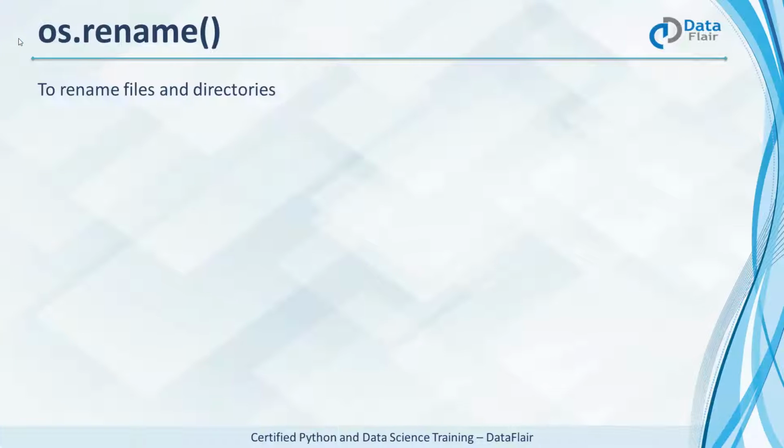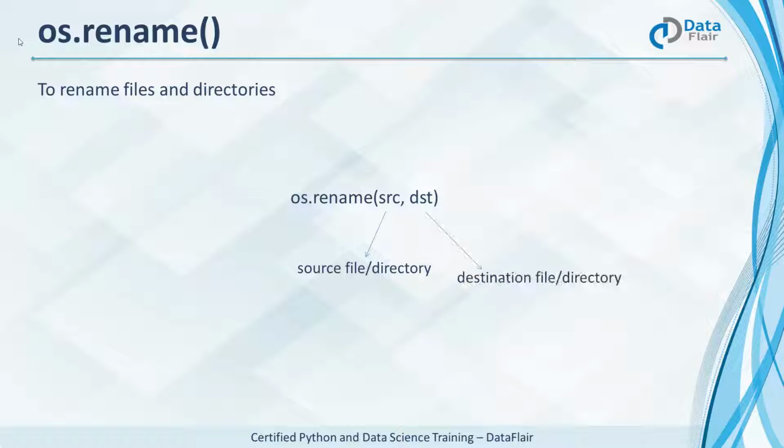Rename is a function in the OS module and it lets us rename files and directories. This is the syntax. It takes a source, which is the source file or directory to rename, and a destination. This is what to rename it to. This function does not return any value.